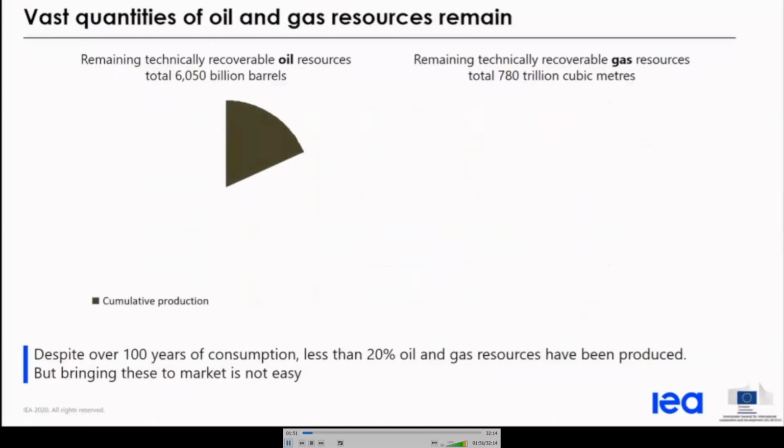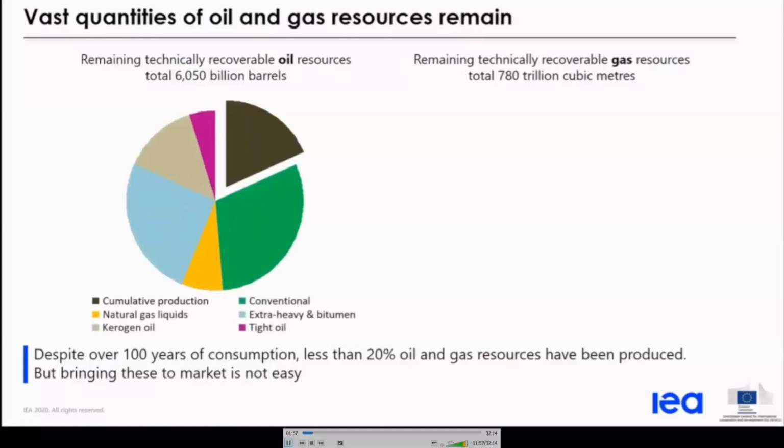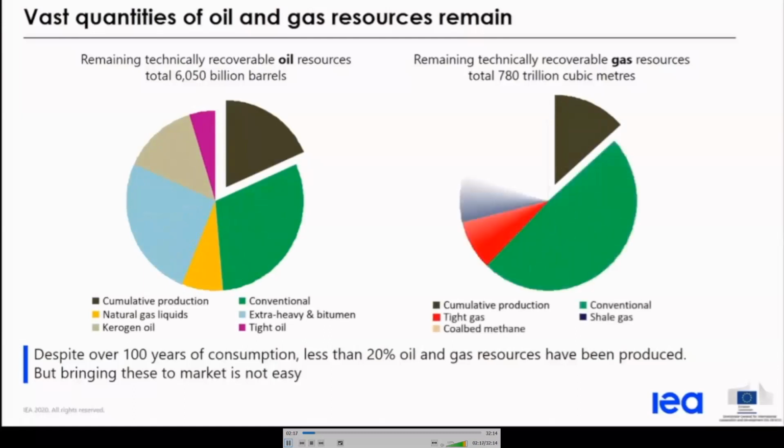we'll step through the picture of gas first. Currently, slightly less than 20% of total resources have been produced to date with oil. And oil is broken apart into conventional, extra heavy oil and bitumen, tight oil, NGLs or natural gas liquids, and kerogen oil. On gas, much of gas is on the conventional side. Overall, we've consumed less than 20% of the oil and gas that's estimated to be developable. Significant resources still remain, particularly in conventional and extra heavy oil or bitumen.